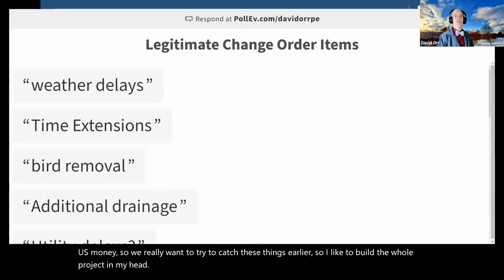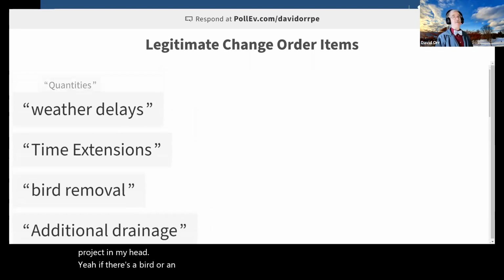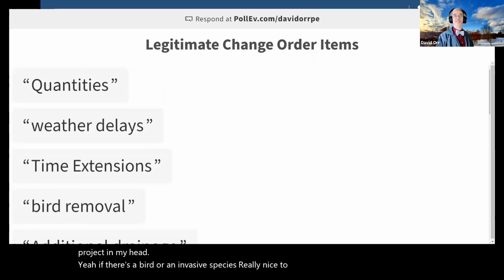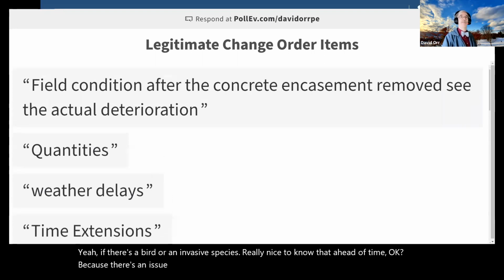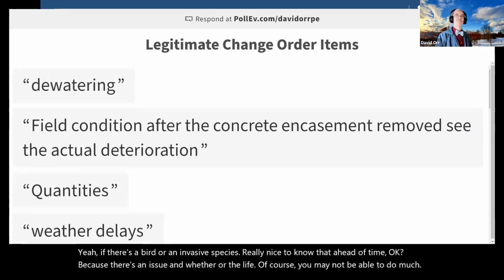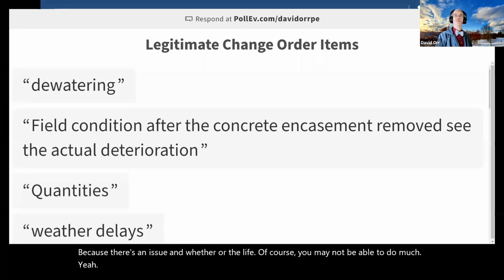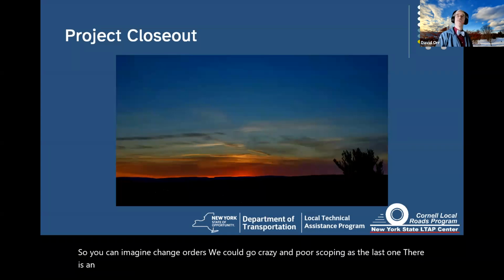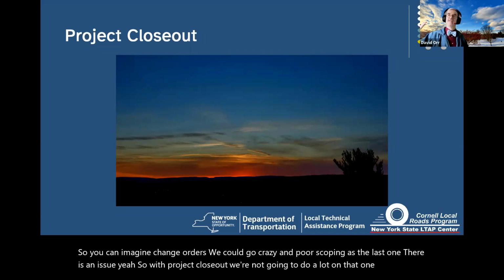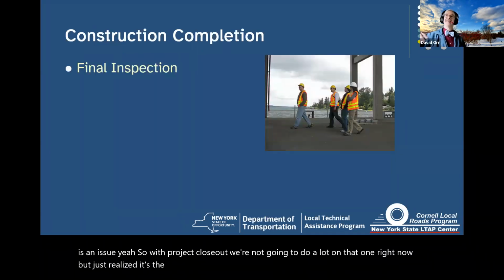If there's a bird or an invasive species, really nice to know that ahead of time, okay? Because there's an issue. And weather delays, of course, you may not be able to do much. Yeah. So you can imagine change orders. We could go crazy. And poor scoping as the last one there is an issue. Yeah. So with project closeout, we're not going to do a lot on that one right now, but just realize it's the construction completion. This includes your final inspection and your contract closeout.